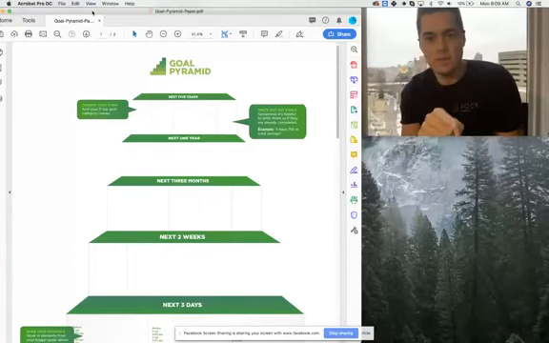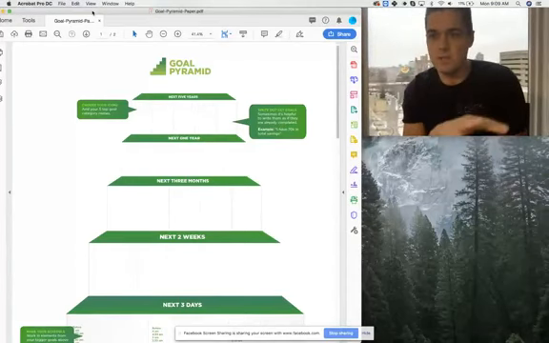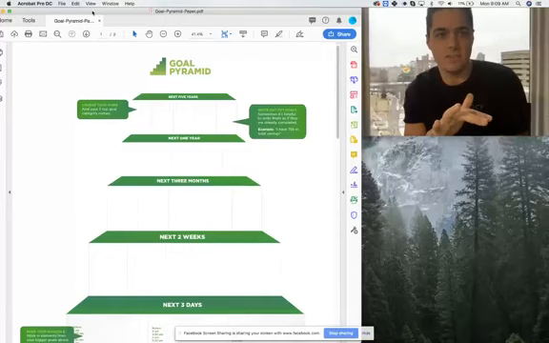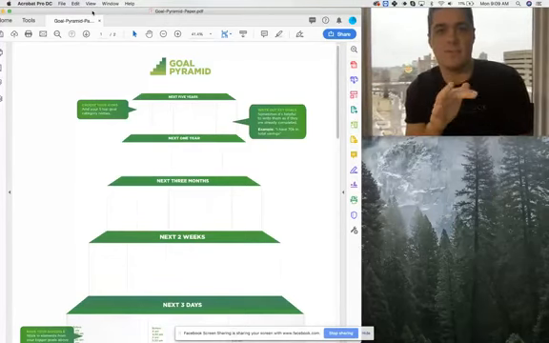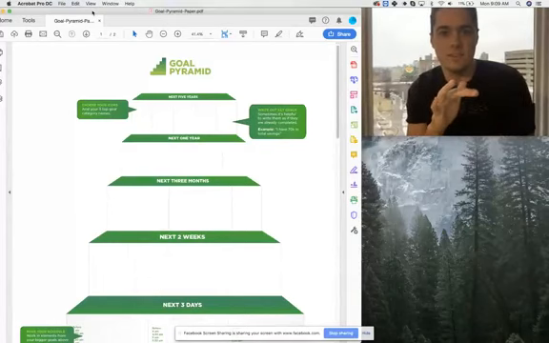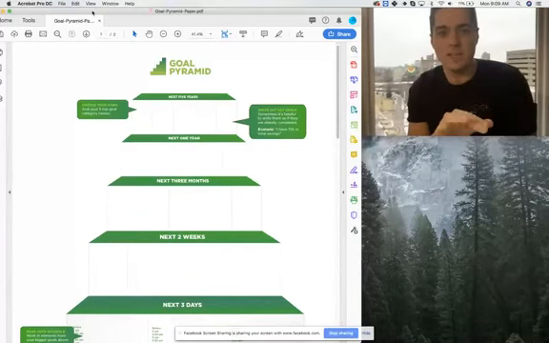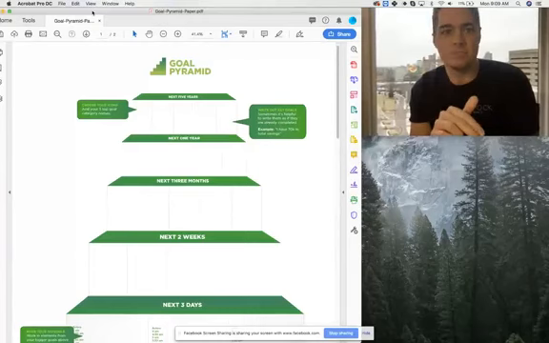The first one is the goal pyramid. This was the original idea that I got for this, and I've been working a little bit on trying to make this into software. So that's why it's been fun for me. But you can check this out at goalpyramid.com.